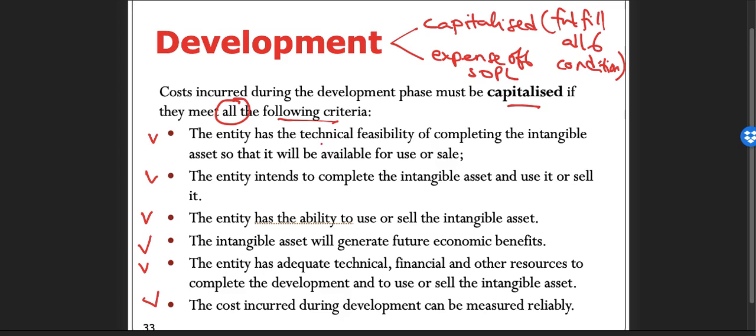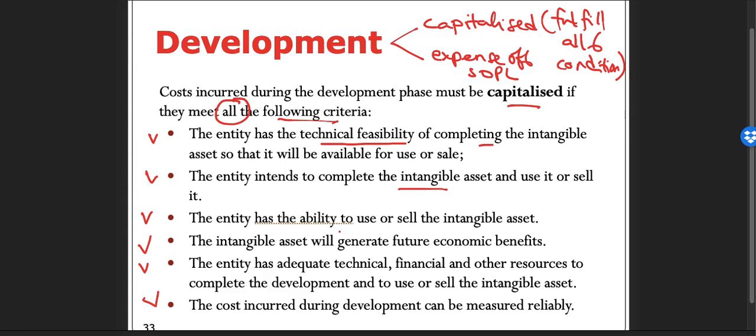The entity has the technical feasibility of completing the intangible asset, because you have to remember, in the end, it must be a probable future economic benefit. So we want to ensure that during the development stage, you have the technical feasibility to complete so that you can earn the future benefit. Second condition, the entity intends to complete the IA. Okay, it cannot be halfway.